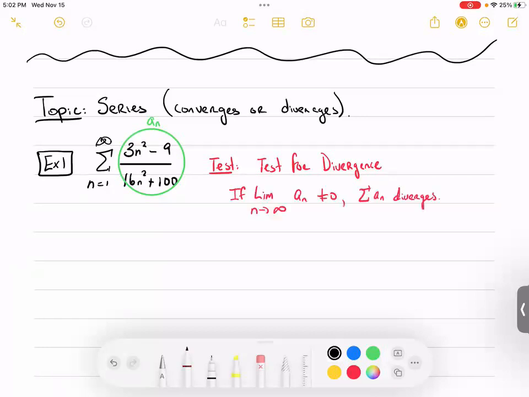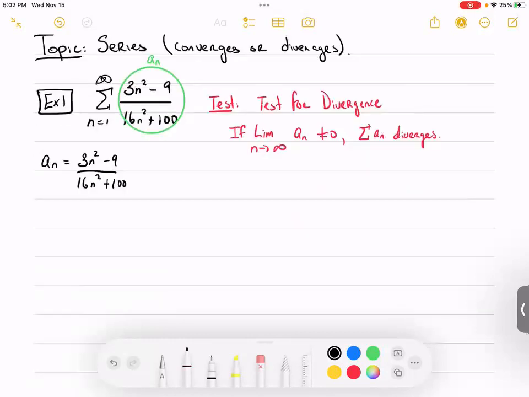So if I write it out, a_n equals 3n squared minus 9 over 16n squared plus 100, we're going to get the limit as n approaches infinity of 3n squared minus 9 over 16n squared plus 100. So if you want to show the work and show that it actually is going to go to 3 over 16, what you can do is divide every single term by the highest power. What is the highest power that appears? n squared.